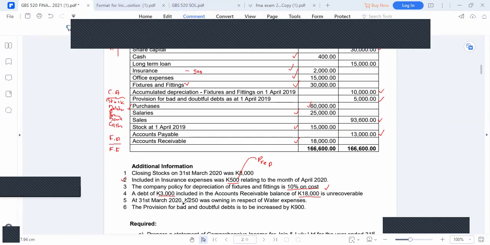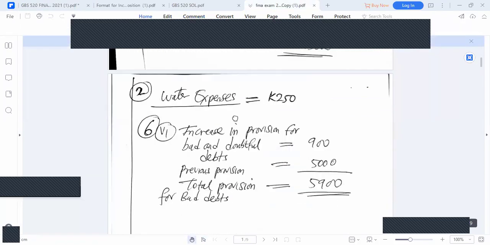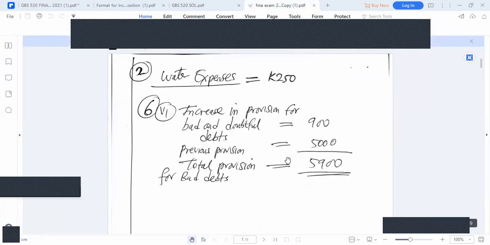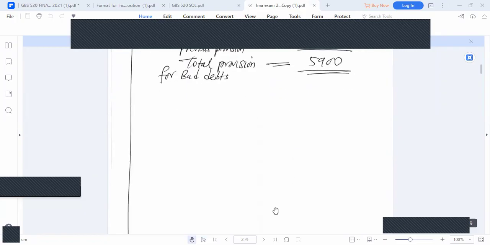Okay, then also we have what? As at 31st March 250 owing in respect of water. This is an accrual. So accruals will add them. So in the income statement we add accruals. Then provision for doubtful debts increased by 900. So this is an expense when there's an increase. So these are our adjustments. So when we go to our income statement, the rest is just normal.